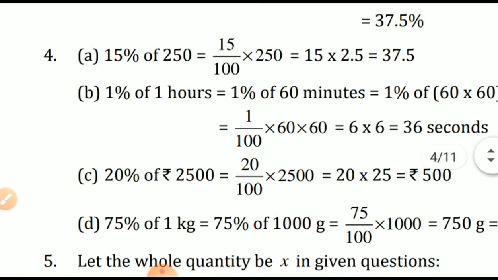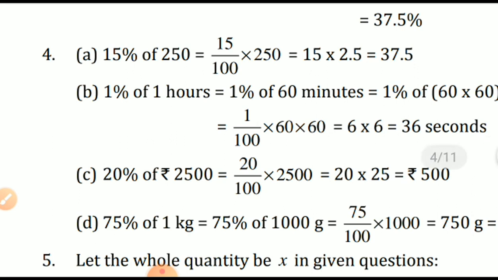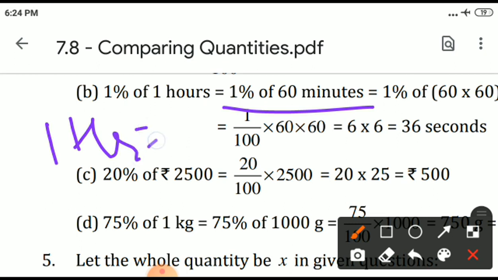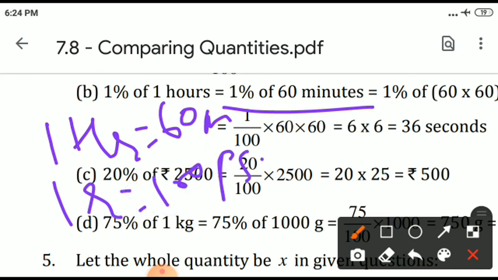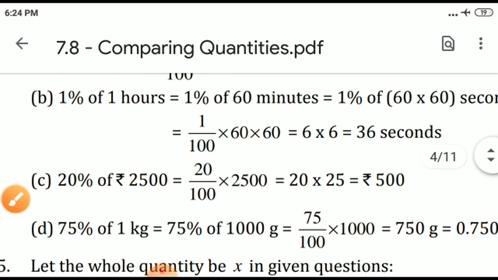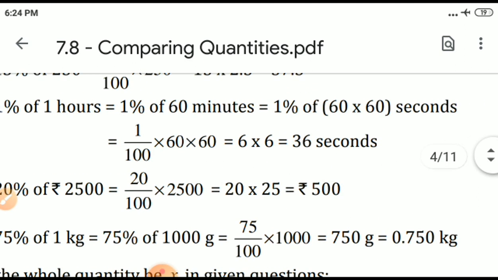Okay. B. 1 percentage of 1 hour. We know 1 hour is equal to 60 minutes. Yes, I already said 1 hour is equal to 60 minutes. Clear? Same way, 1 rupee is equal to 100 paise. Remember that one? So, 1 percentage of 60 into 60 seconds, and 1 minute is equal to how many seconds are there? 60 seconds are there.